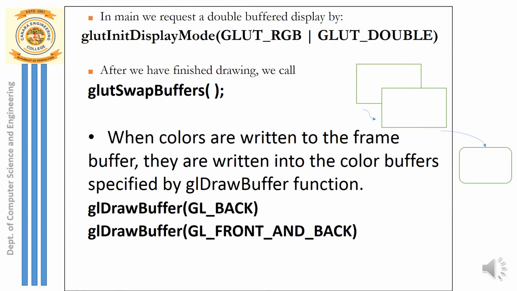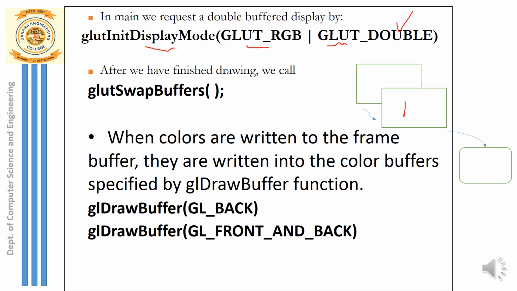In OpenGL, we have a function to initialize this double buffer. Our function is glutInitDisplayMode, and we have already seen that GLUT_RGB is a color buffer. You initialize this, and along with that you also initialize a buffer, and that buffer is the double buffer. So what is this double buffer? It indicates two buffers.